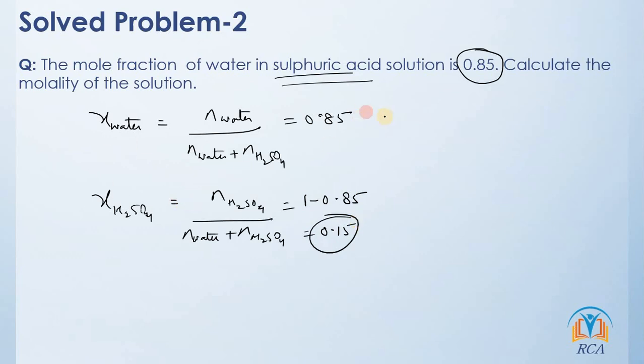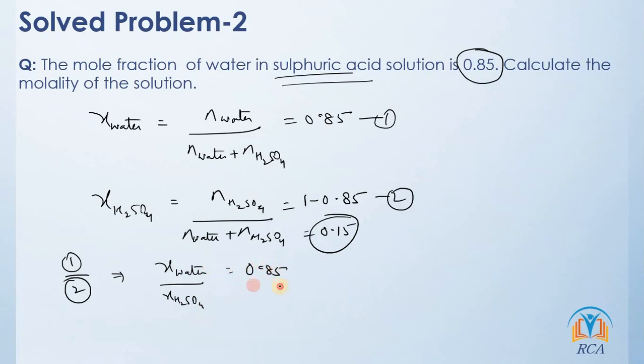Now if I just mark these as two equations, and I do 1 upon 2, what is meant by 1 upon 2? 1 upon 2 means mole fraction of water upon mole fraction of sulfuric acid. That should be equal to 0.85 upon 0.15. But formula wise, it should be equal to the number of moles of water with respect to the number of moles of sulfuric acid, because the denominators are the same. They will actually cancel out. Do we all understand that thing? So now what can we calculate from here? We can actually get a relation. We can actually get a relation for what?